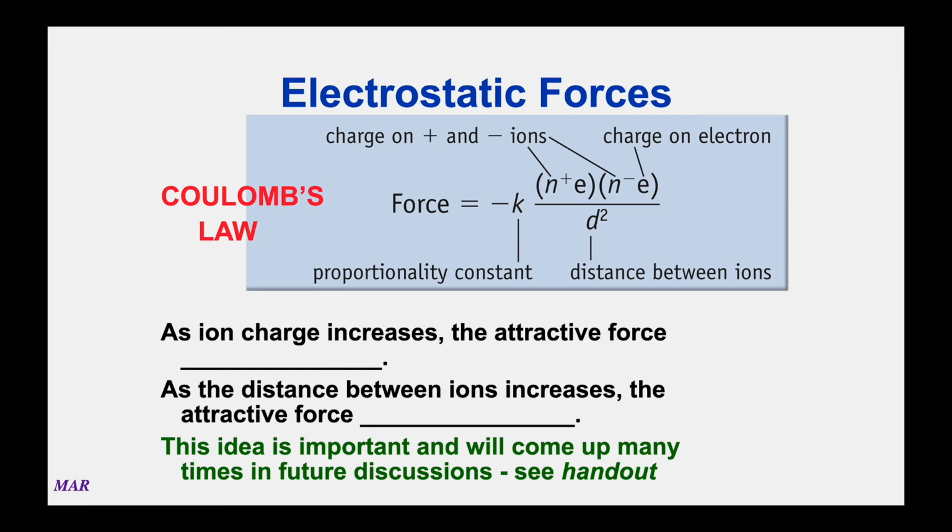On the other hand, the second one, as the distance between the ions increases or gets bigger, the attractive force decreases. So it gets harder and harder to shake someone's hand as you're basically walking away from them. And we're going to use this in several upcoming discussions. Again, we are not going to actually use Coulomb's law for calculations. That's something that physics will do. But in chemistry, we'll use Coulomb's law to explain why some bonds are stronger and some are weaker.